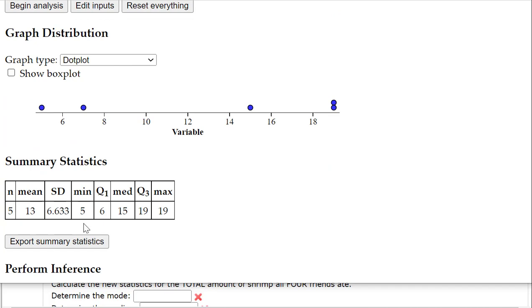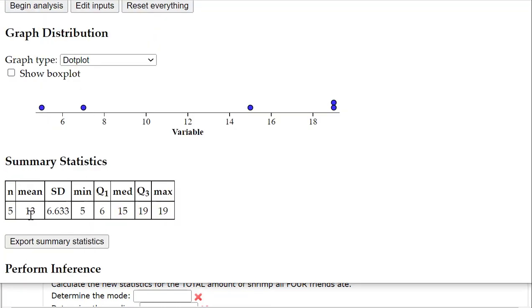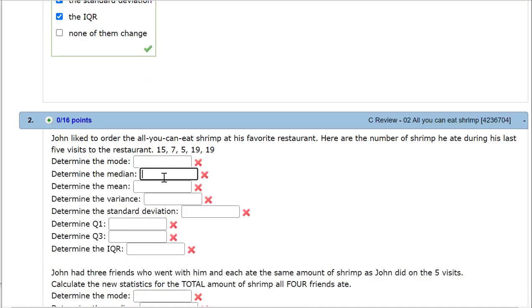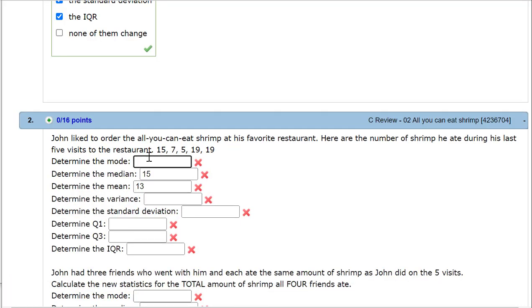So we're going to let this Stapplet do a lot of our calculations, which I'm sure you're fine with. All right, so determine the mode. I've got the mode, the median, and the mean. The mean is 13, the median is 15. Let me go back to the data. Yeah, 13 is the mean. And mode. Mode is the most popular. So in this case, it is 19. So let me put the mode as 19.